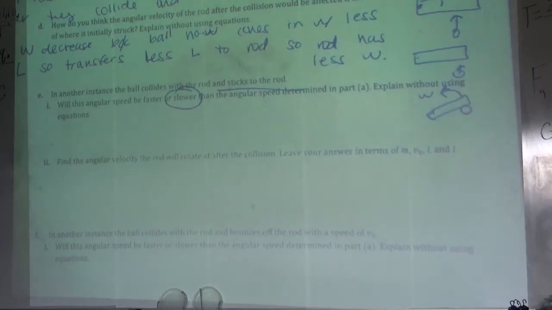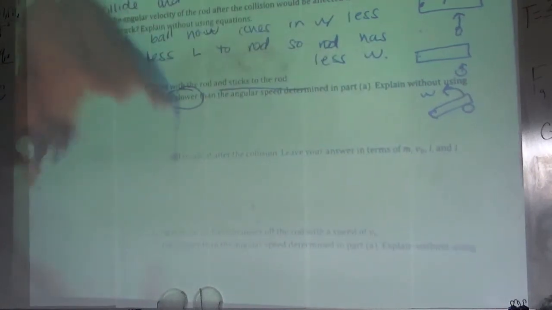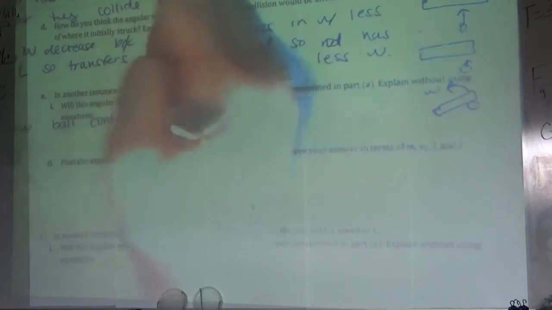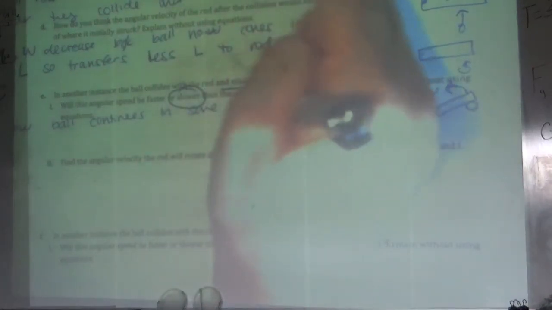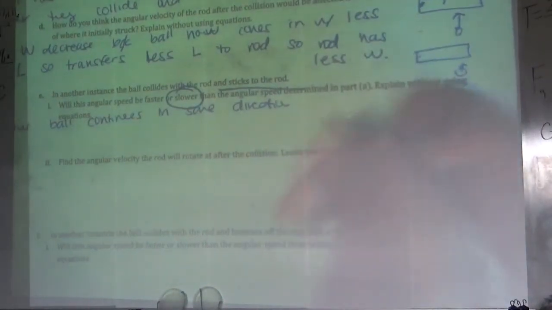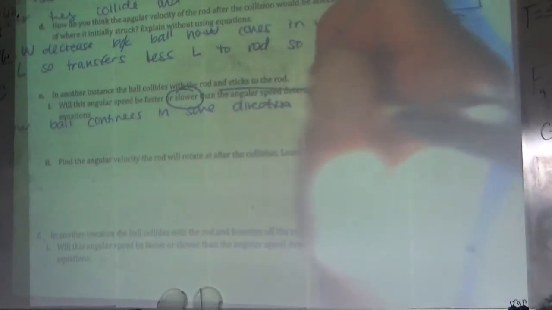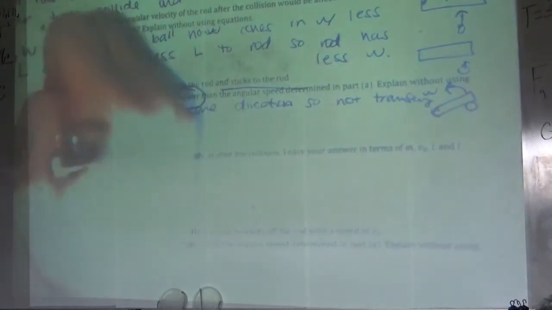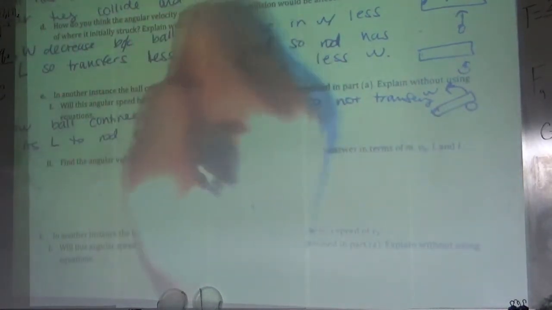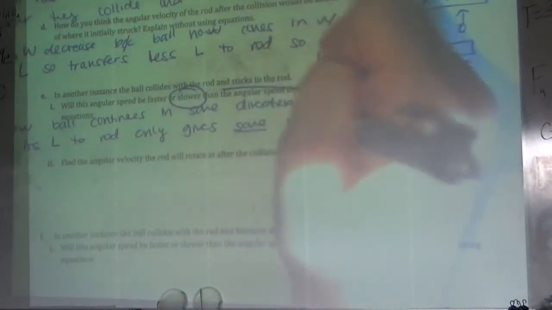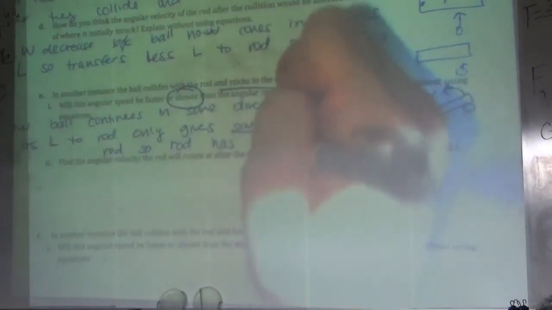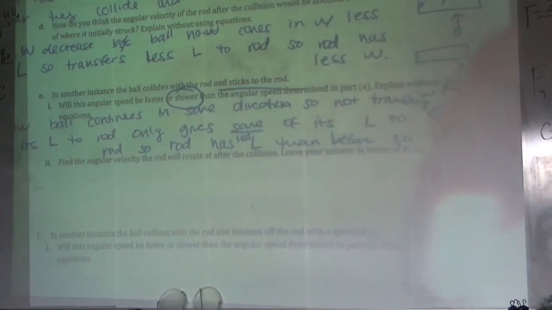We would say now, because it's continuing in the same direction, it's not giving as much of its angular momentum. So I'll start writing. Now the ball continues in the same direction. Not in a line anymore, but it's still the counterclockwise angular momentum. So it continues in the same direction, so it's not transferring all its angular momentum to the rod, it only gives some of its angular momentum to the rod, so the rod has less L than before, so less angular velocity.